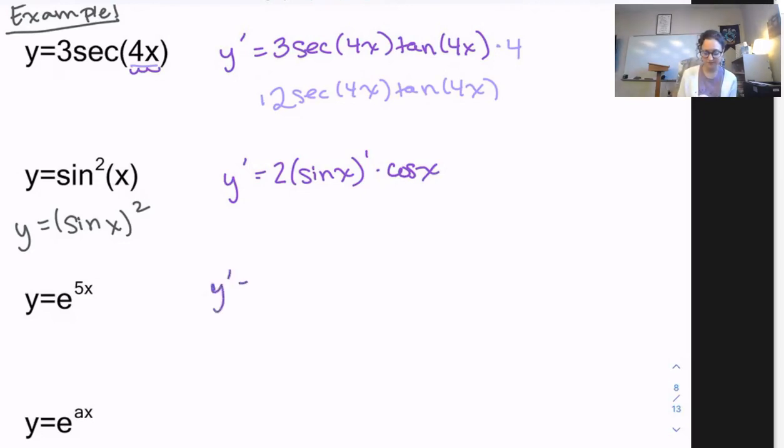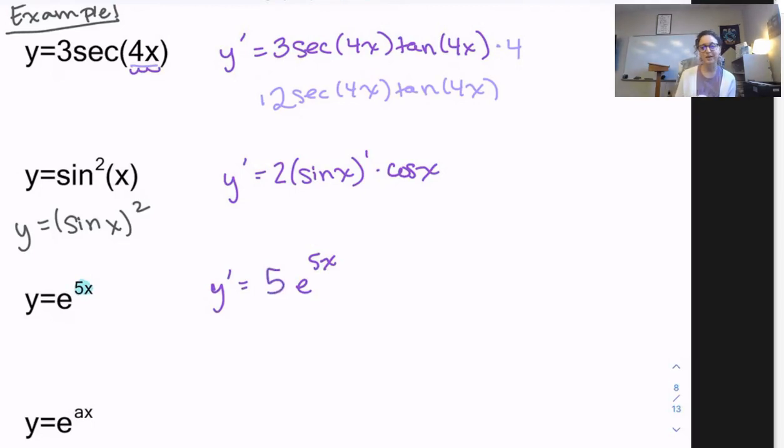So if I take the derivative of the outer, holding the inner, well, the derivative of e to the x is itself, so I'm going to have e holding the baby, and again, the baby is the exponent, okay? So now multiply by the derivative of the baby. So 5, and I'm going to go ahead and bring that 5 to the front. We always write our coefficients in the front, okay?